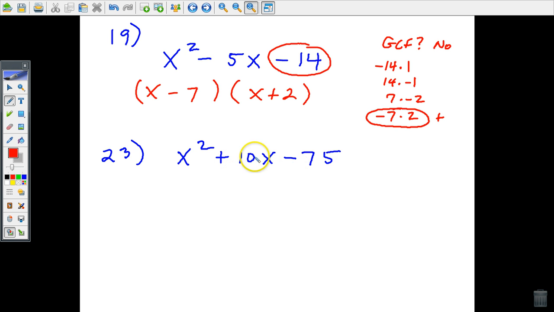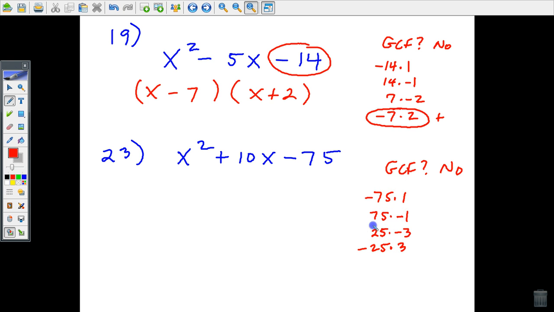Okay, number 23, same routine, GCF, no. Okay, now I'm going to look at the factors of negative 75. Okay? All of these combinations of numbers multiplied together equal negative 75. But the trick is to find the combination that would also add to give me positive 10. And so far, I haven't found that.